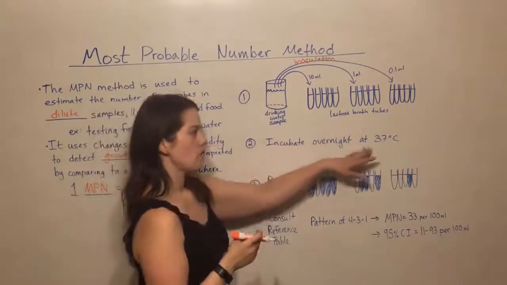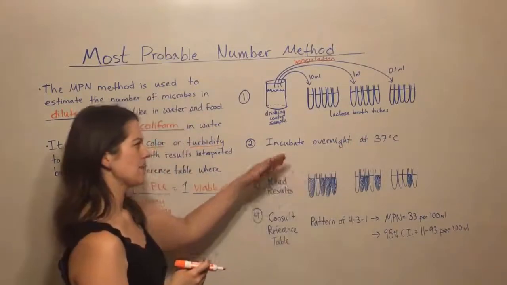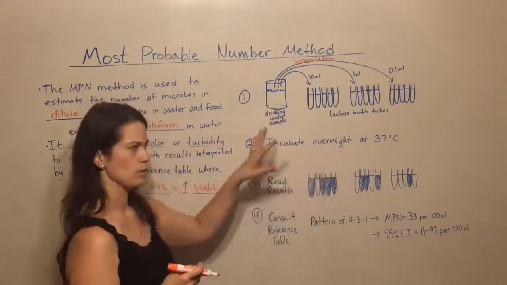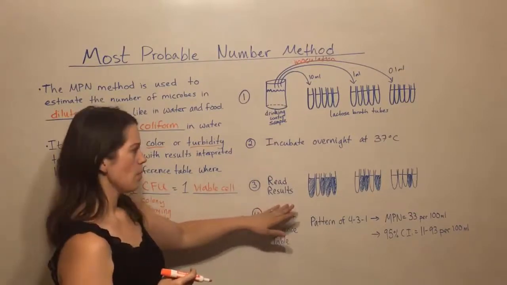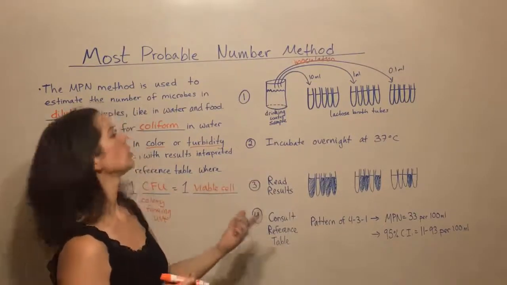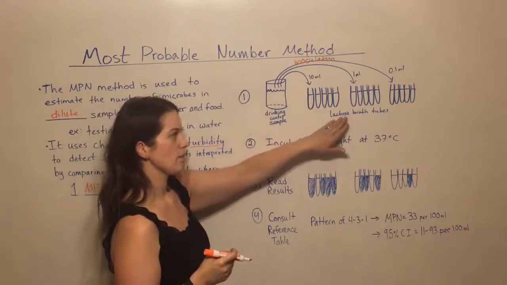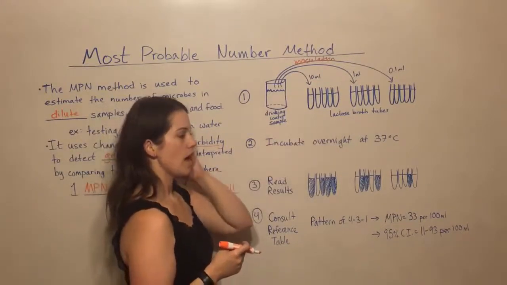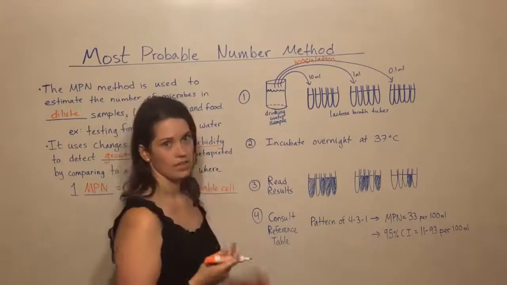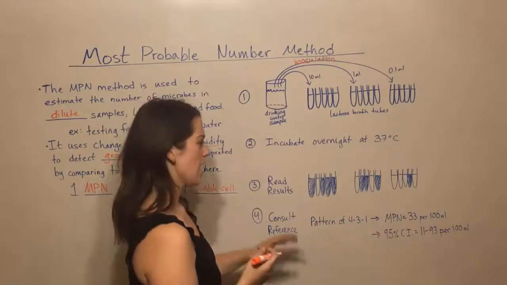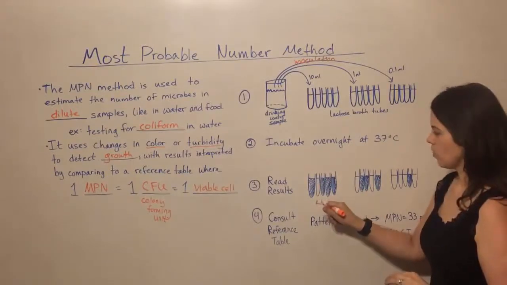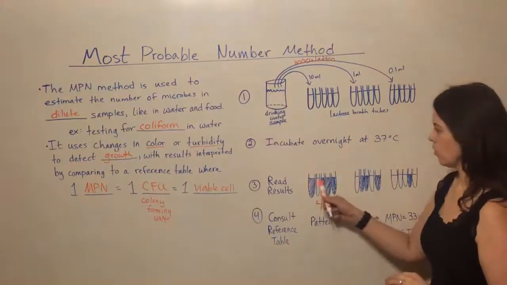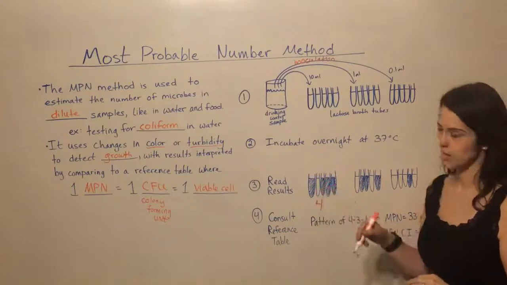Then we incubate overnight at 37 degrees. Typically you want to incubate for like 24 hours for this particular method. Then it's time to read results. And what that means is you're looking for the color change. So when coliform bacteria are present in these broth tubes, they will ferment the lactose, and that results in a color change. And so for this particular test, we have 4 positive tubes here. So 4 of them showed a color change, 1 did not.